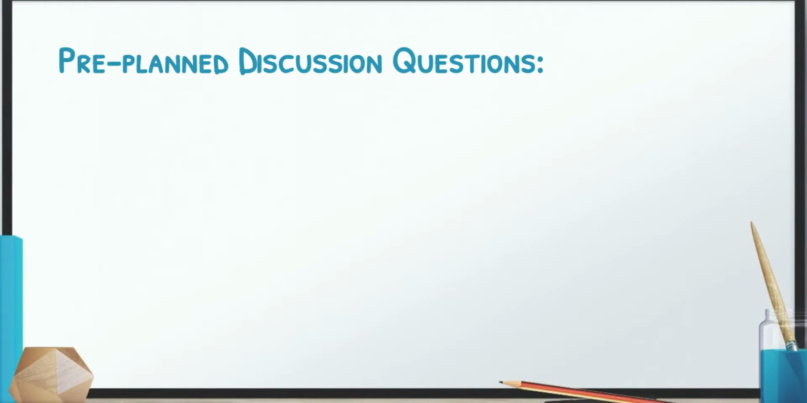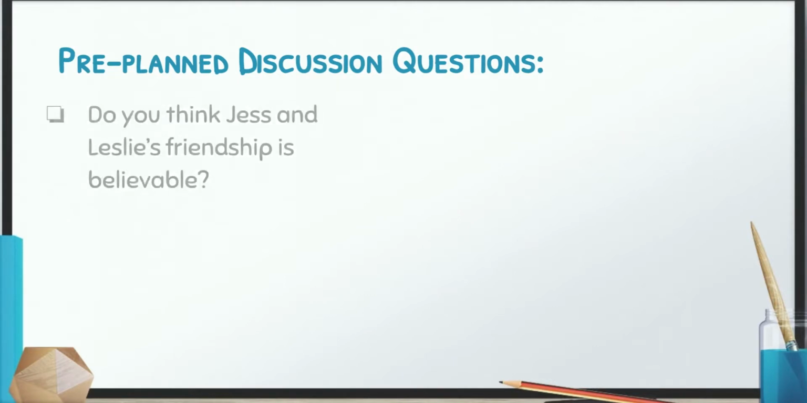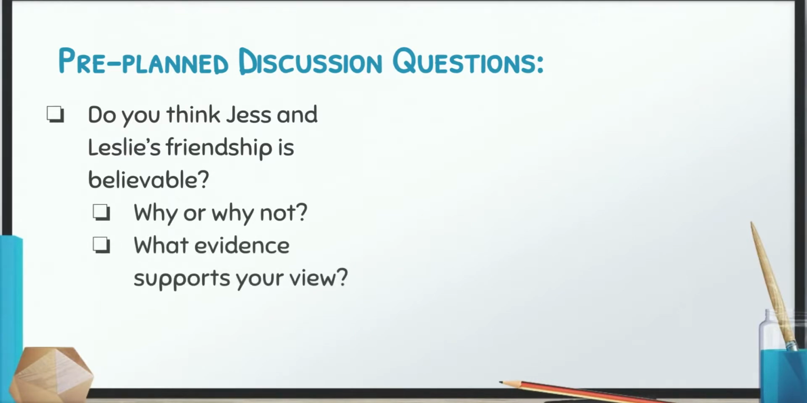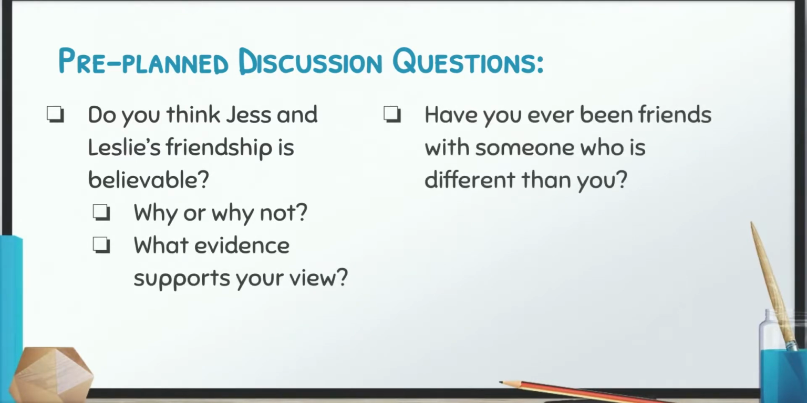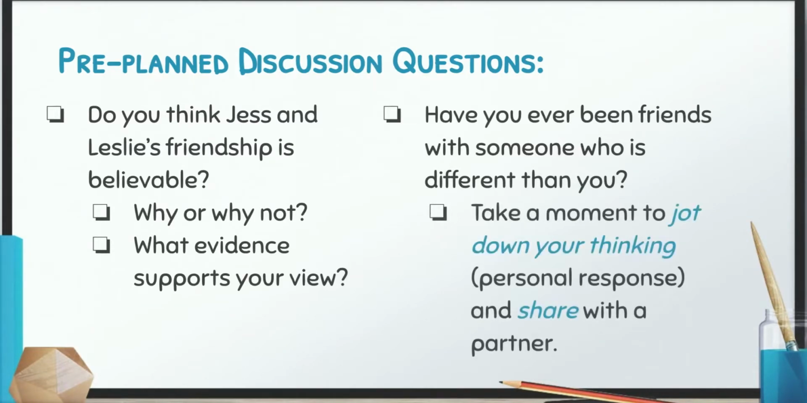So during co-planning, the general and special ed teachers pre-plan the discussion questions that they will facilitate in their respective heterogeneous groups. Questions like, do you think Jess and Leslie's friendship is believable? Why or why not? What evidence supports your view? Have you ever been friends with someone who is different than you? Take a moment now to jot down your thinking, then share with a partner.